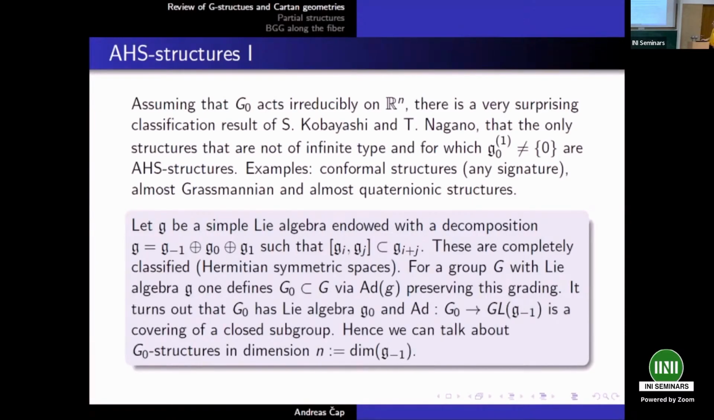And this actually gives you the relation to G0 structures. So this group G0 has Lie algebra G0. The adjoint representation is a covering of a closed subgroup, so we're in the lane of G structures, and therefore we can talk about G0 structures in dimension n.